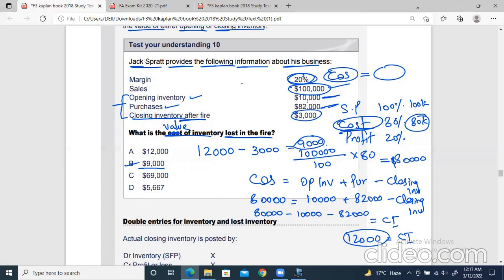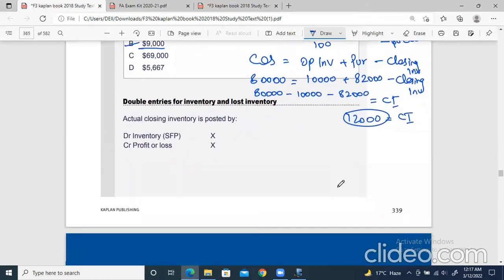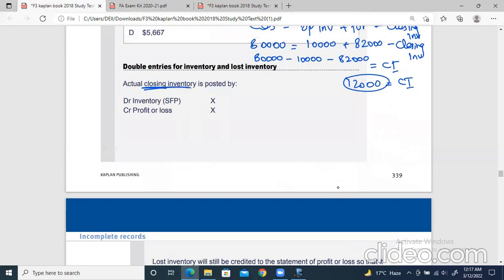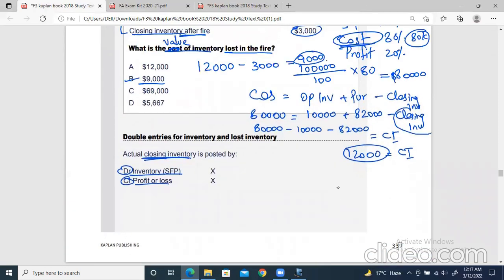So these double entries you can also look at. It's very simple. For recording the closing inventory, we've already studied this: debit inventory, because in the financial position only the closing figure goes, and credit profit or loss. Why do we credit profit or loss? Because you can clearly see the closing inventory is minused in the cost of sale. Anything which gets minused, in other words increases the income, is a credit in the profit or loss. If we are decreasing the expense, it means increasing the income, and that is recorded on the credit side. This is the double entry for closing inventory.